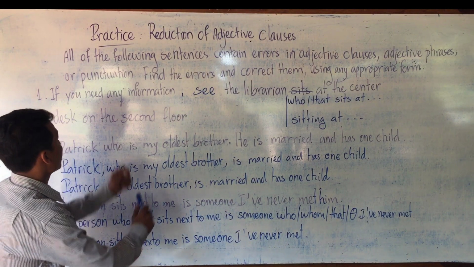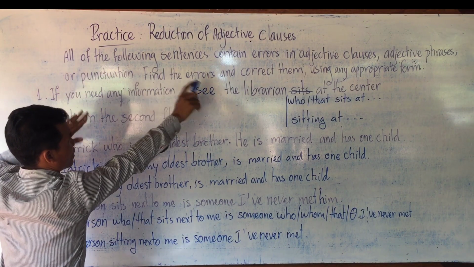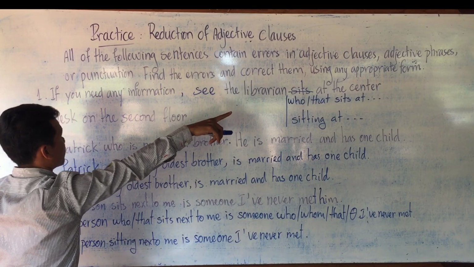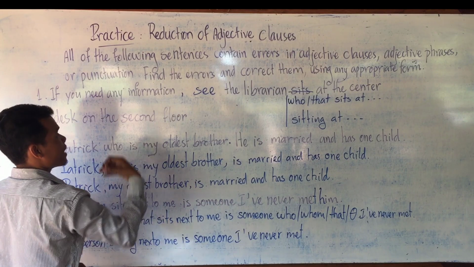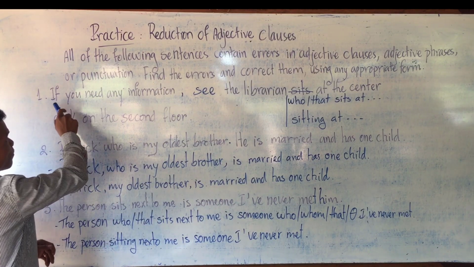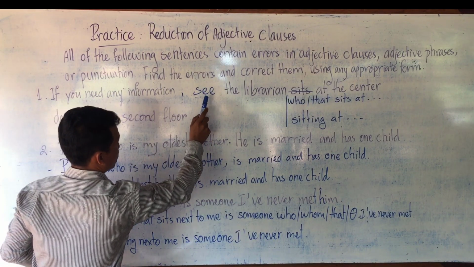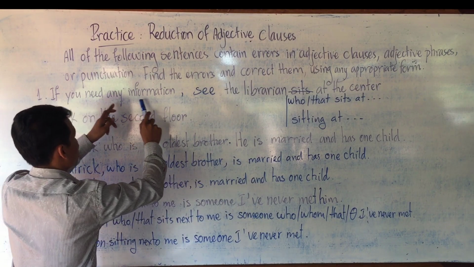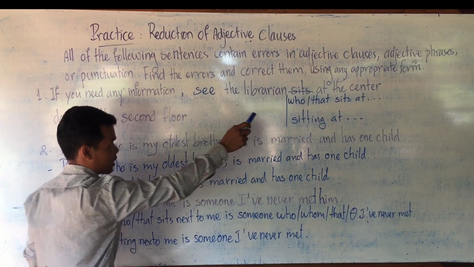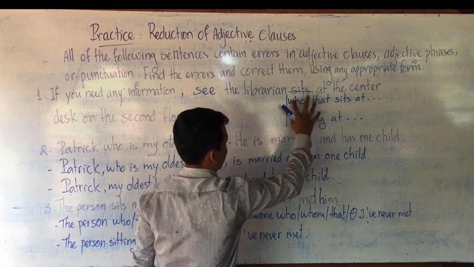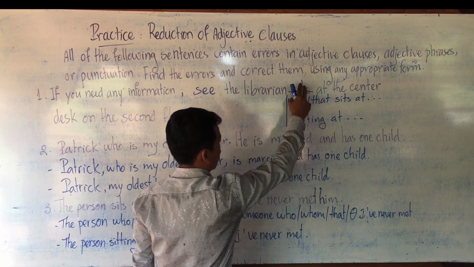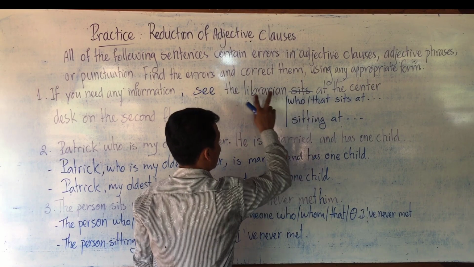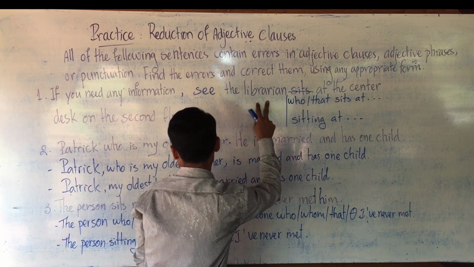Okay. Again, because this lesson focuses on adjective clauses and adjective phrases, the errors mostly happen in this place. Number 1, here we can see the sentence: if you need any information, see the librarian who sit here. So sit here is the error. Then we can use who, that sits, or no need to use who, that sit, but we use sitting because the subject is doing the action.